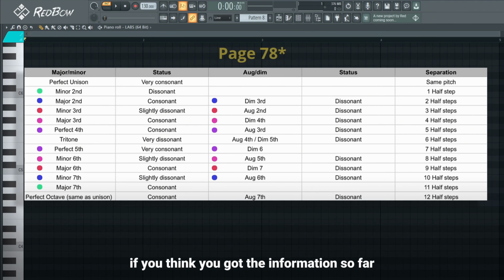Okay, if you think you got the information so far, you can move on to page 51 on your ebook to complete this chapter's challenge. After that, we're moving on to more about chords.